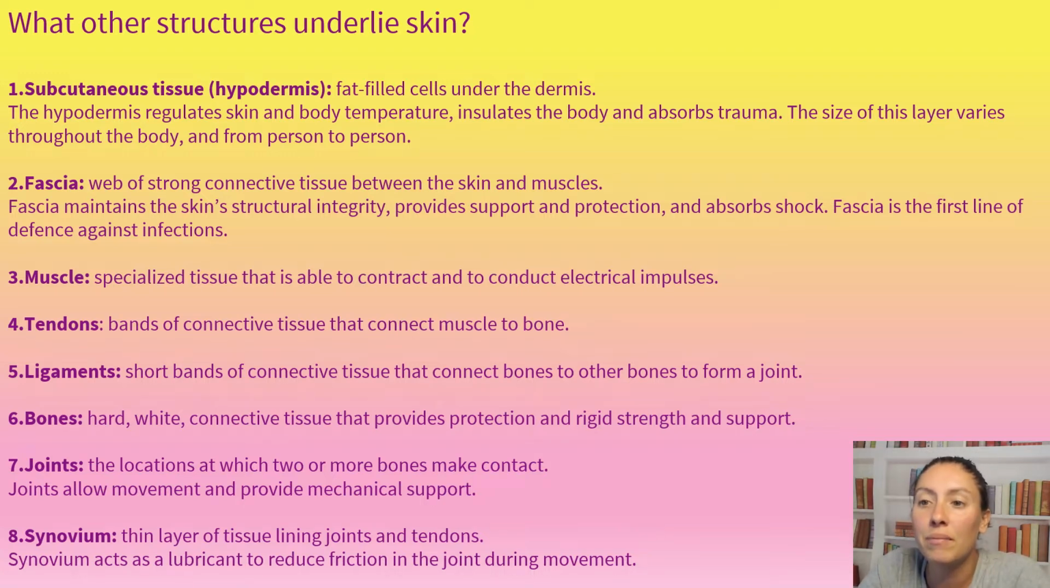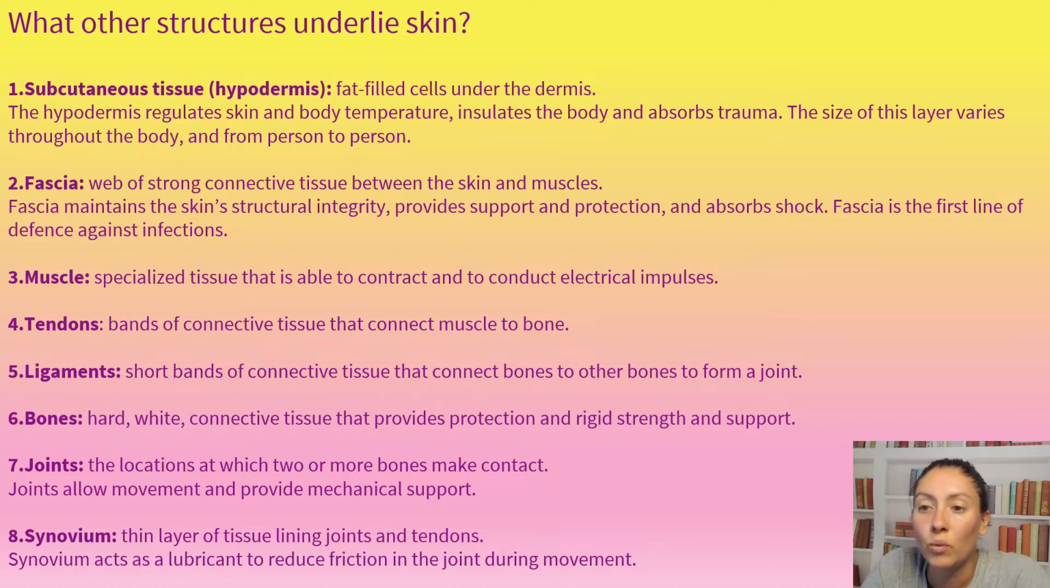Next we have our muscles. This is specialized tissue that is able to contract and conduct electrical impulses. Then we have our tendons. This is a band of connective tissue that connects muscle to bone. And then we have our ligaments. These are short bands of connective tissue that connect bones to other bones in the form of a joint. Okay, and then we have our bones, which are hard white connective tissue that provides protection, strength, and support to the body.